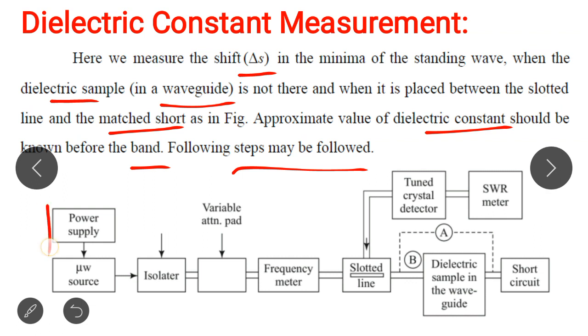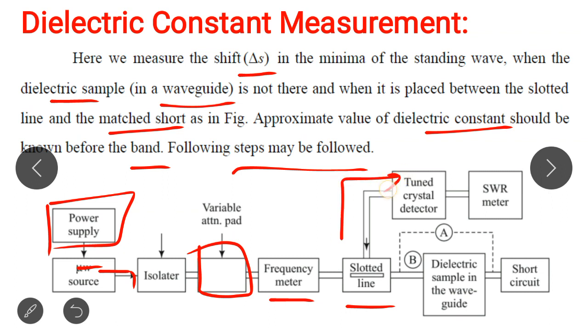So power supply, then microwave source, then we have connected an isolator, then variable attenuator, then frequency meter, then slotted line section. Then from the slotted line section we have connected a detector probe, and that is connected to the VSWR meter. Then the slotted line section is connected to a dielectric sample in the waveguide, and next to that is a short circuit.